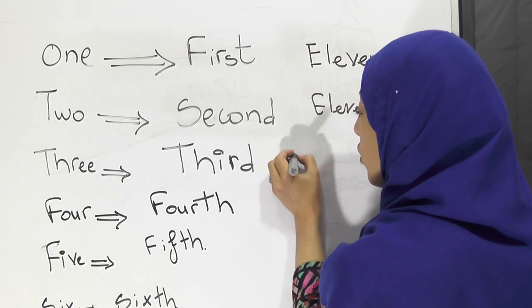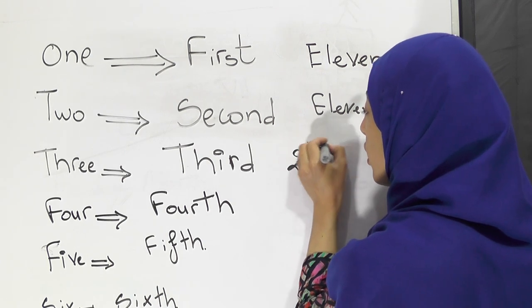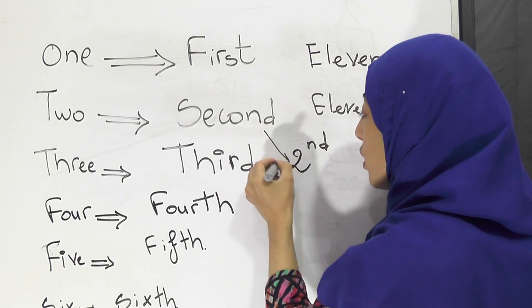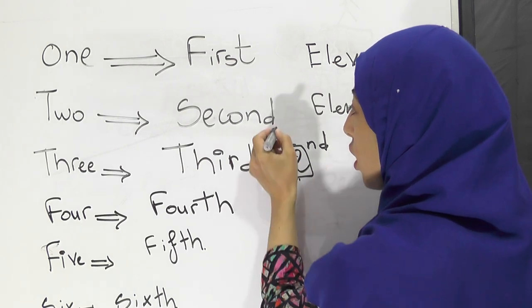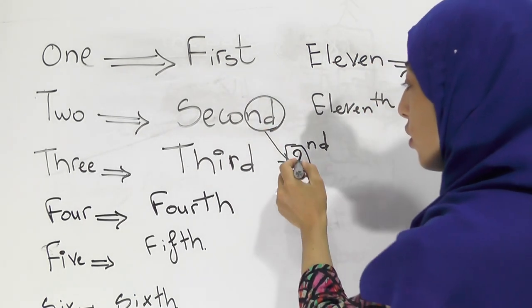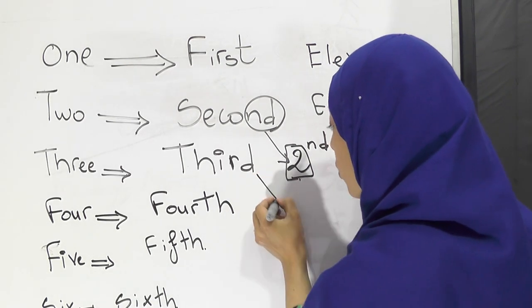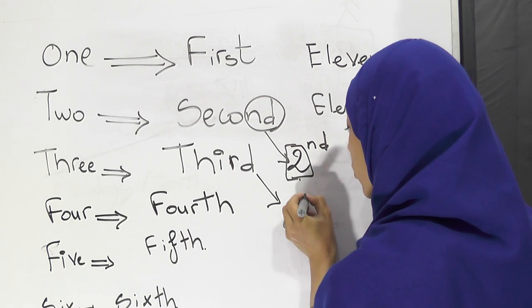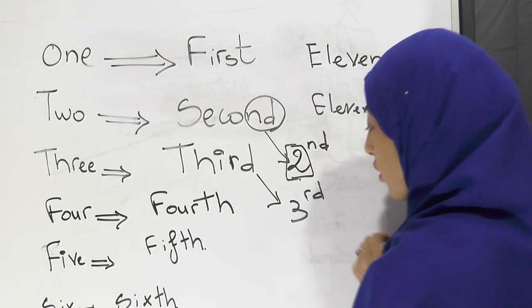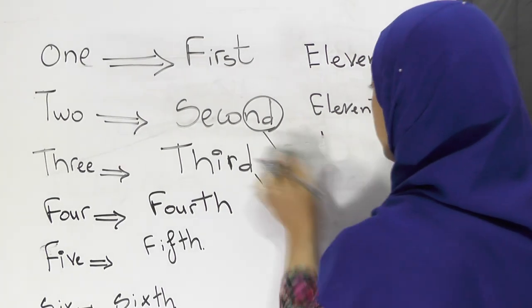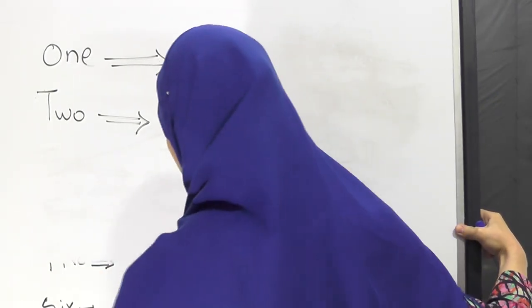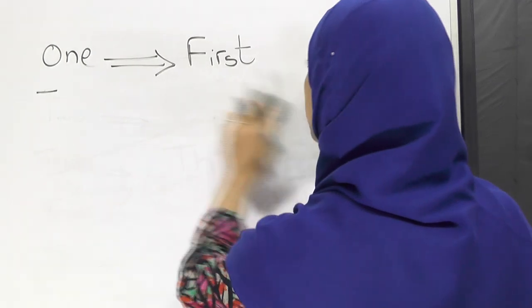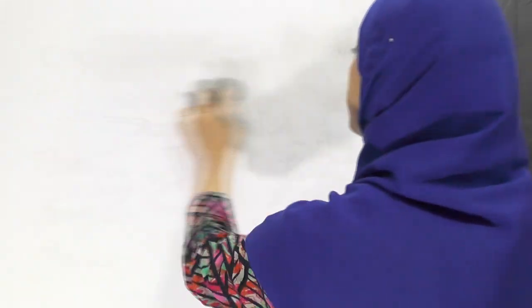We wrote 2 and we put ND, which means it's second. So we wrote 2, then we add ND. Second, third, we write 3 and we add RD here. Okay, I will erase and repeat for you.